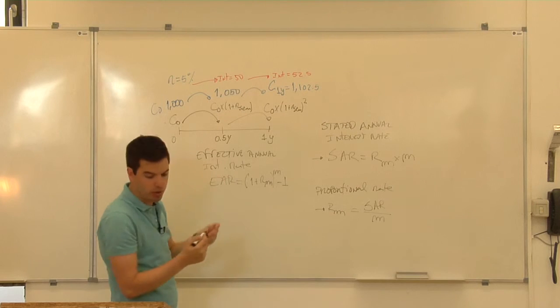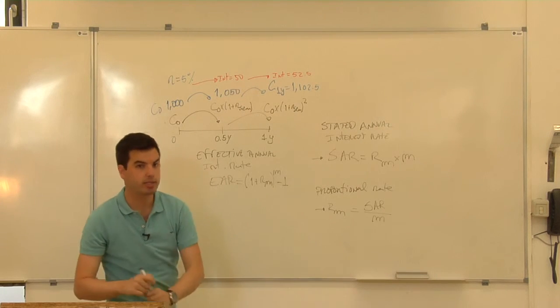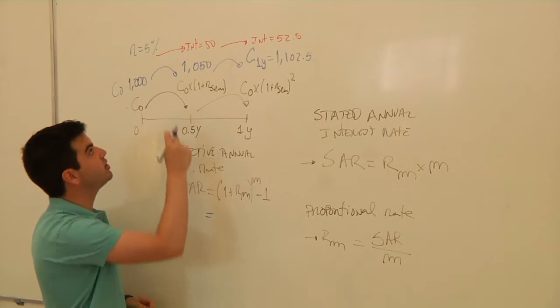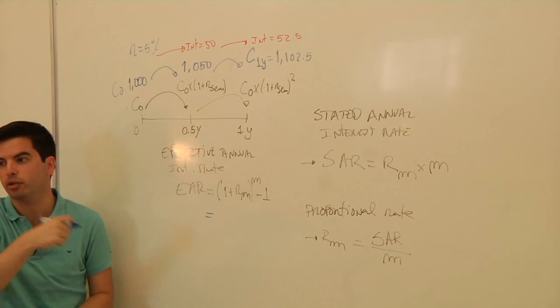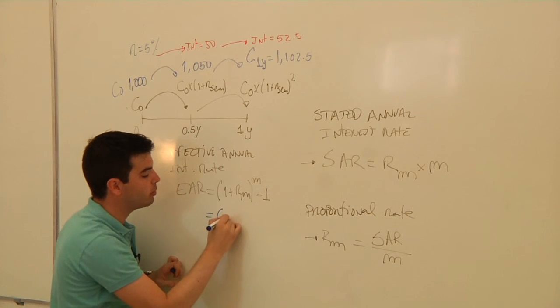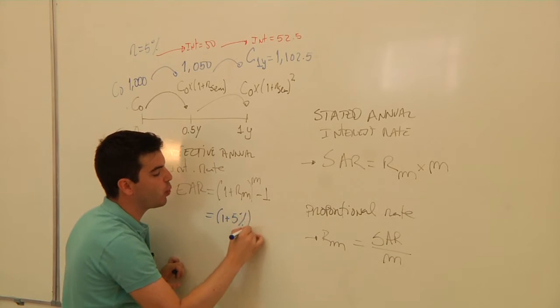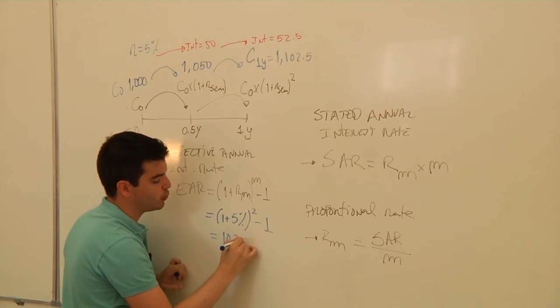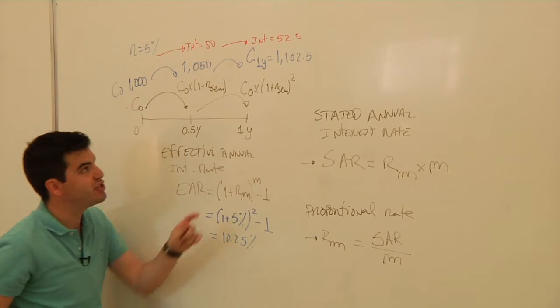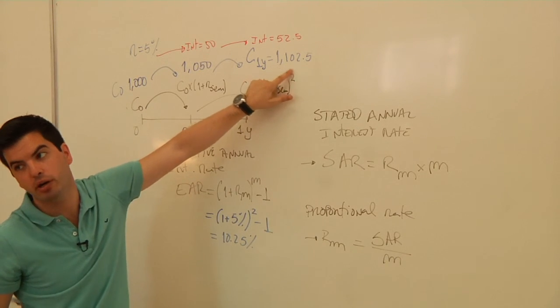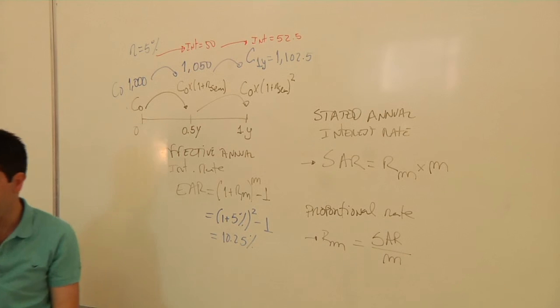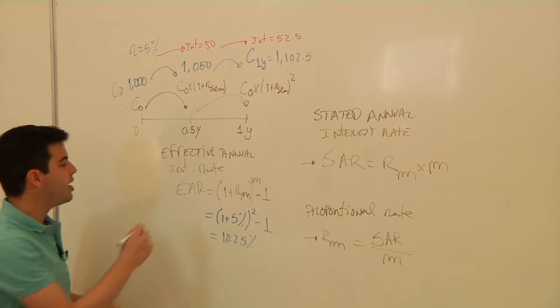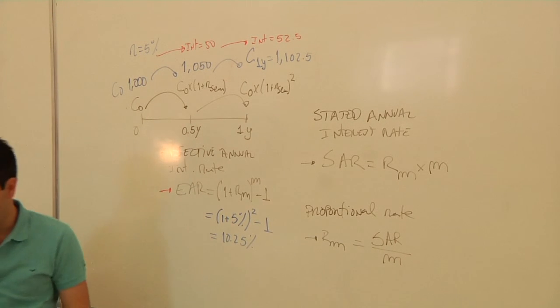And if you do this with those numbers you have, you will get the effective annual rate if you have 5% paid on each semester. This will be 1 plus 5% squared minus 1, and this will be 10.25%, which is the implied interest rate you got here in a year. Okay? So here you have the effective annual rate.